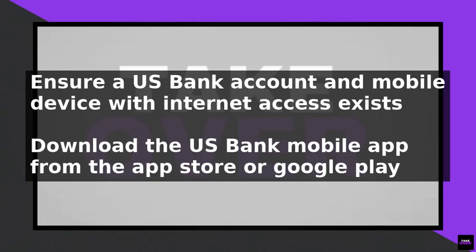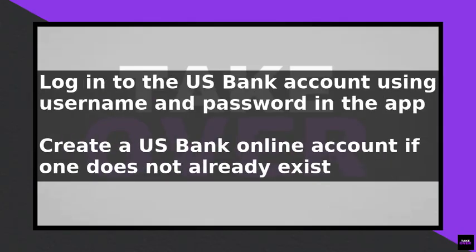If you do not have a US Bank online account, create one by following the prompts. Once logged in, click on the menu icon and select Send Money with Zelle. If you have not already enrolled in Zelle, you will be prompted to do so. Read and agree to the terms of service, then select your US Bank account you want to use with Zelle. Verify your email address or mobile phone number to complete the enrollment process.